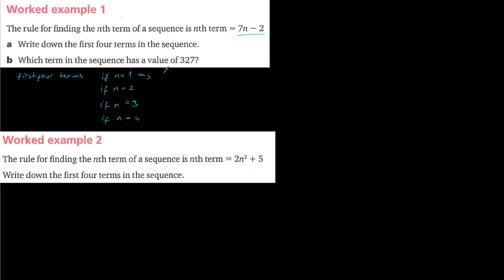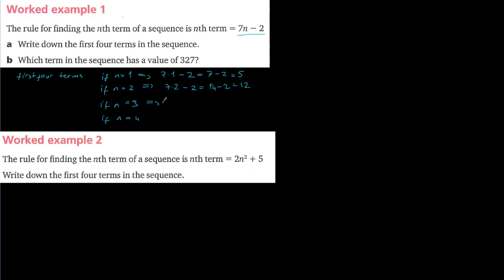If n is equal to 1, 7 times 1 minus 2 is going to be the answer, which is 7 minus 2, equal to 5. The second one is 7 times 2 minus 2, which is 14 minus 2, equal to 12.